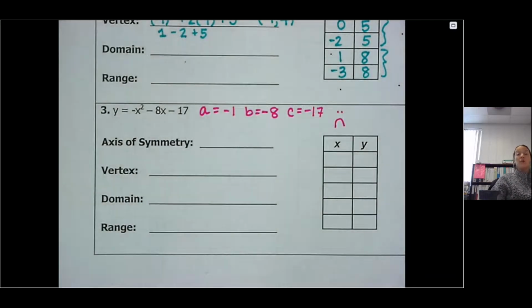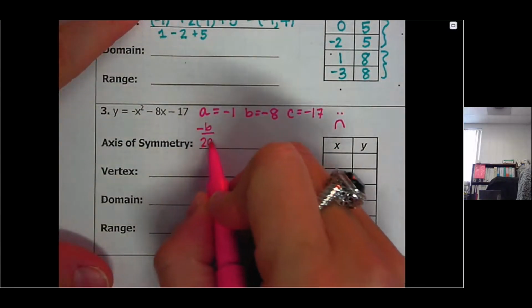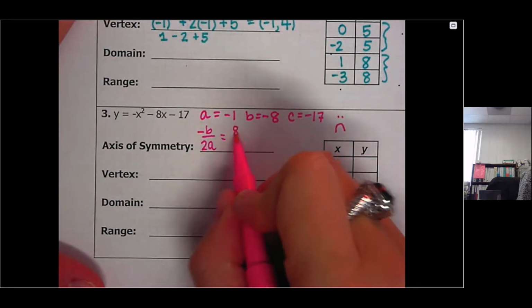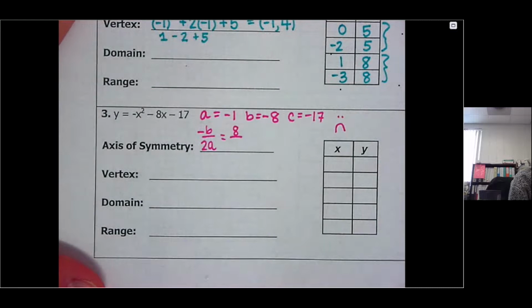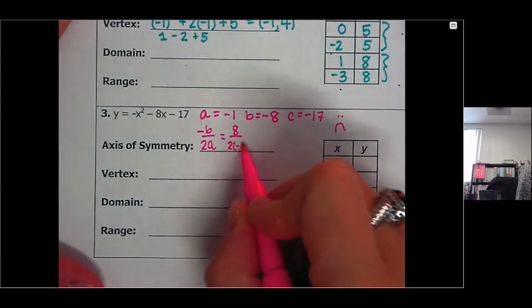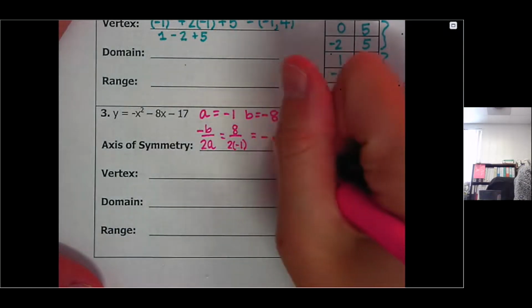Okay, good. So we already know this is going to be negative, so we have to be really careful with the signs this time. Okay, axis of symmetry, negative b over 2a. So what do I plug in? 8 over 2. Perfect. So positive 8, because you're changing the sign, and then 2 times negative 1. So what is 8 divided by negative 2? Negative 4. Good.